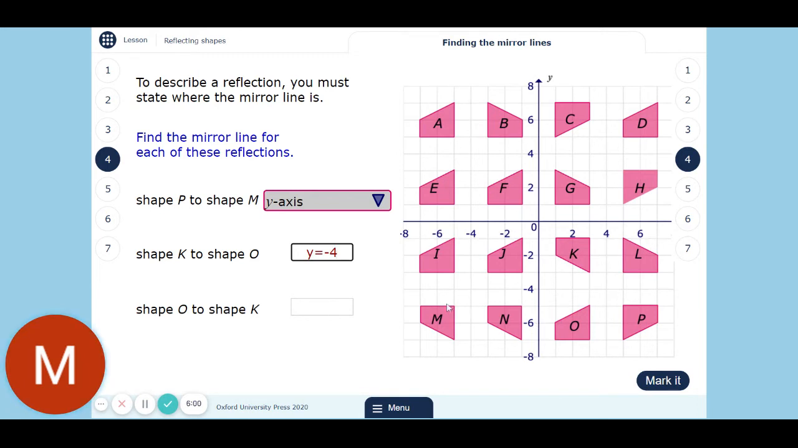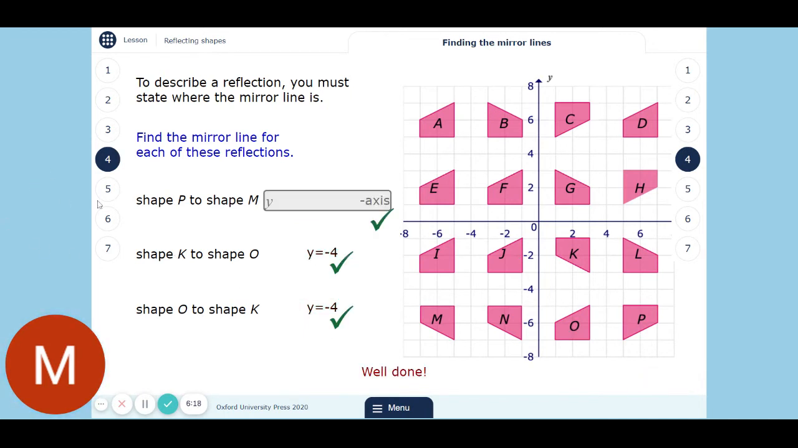Well, that's the same thing, isn't it? Shape O to K, y equals -4. It's important to know that if you translate one to the other, transform one to the other in reflection, it's the same if you want to transform it back. Let's just check those. Got them right.